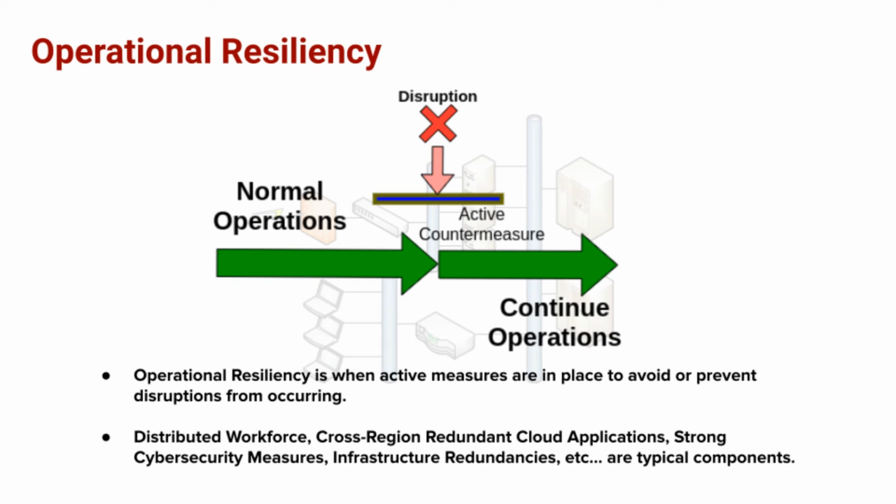Operational resiliency can also take the form of strong cybersecurity measures, things that prevent distributed denial of service attacks or ransomware infections, or even things as basic as infrastructure redundancies, things like redundant network links that will pick up the load if one part of the link is cut or severed. These are all typical components of a resilient solution.